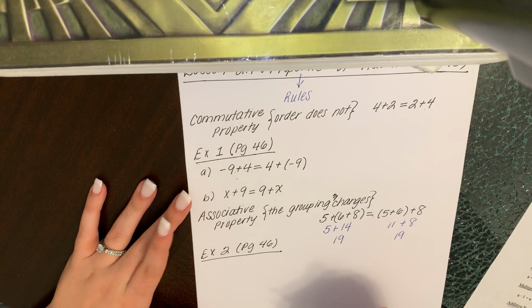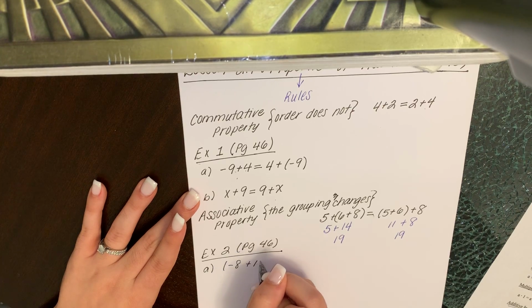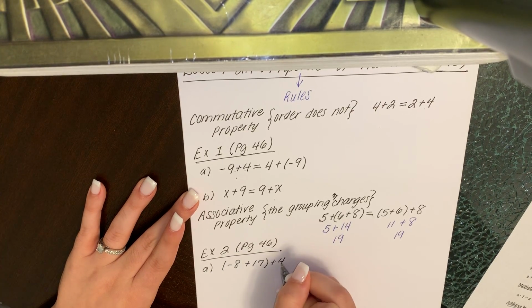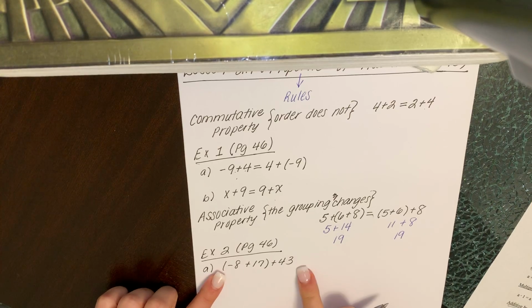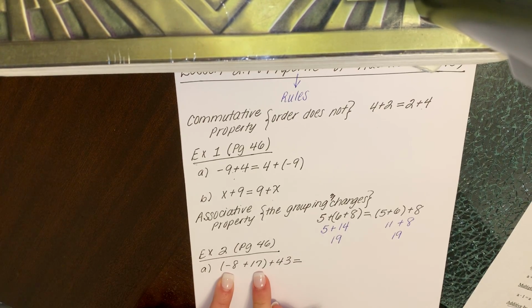And I'm just going to show you one of them. Like A says negative 8 plus 17 plus 43. What would be a way to show this as commutative property? What do you notice is inside the parentheses now? Well, negative 8 and 17.